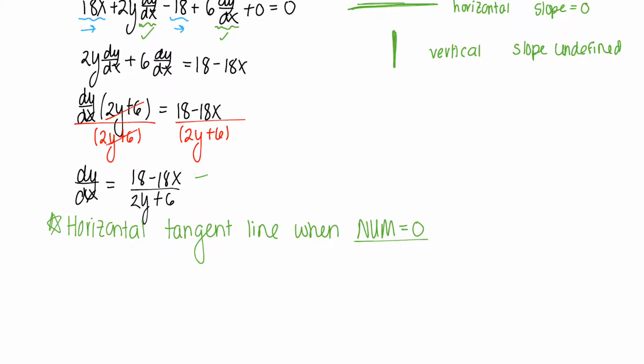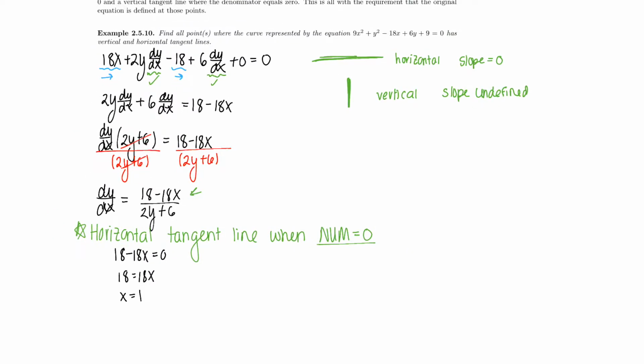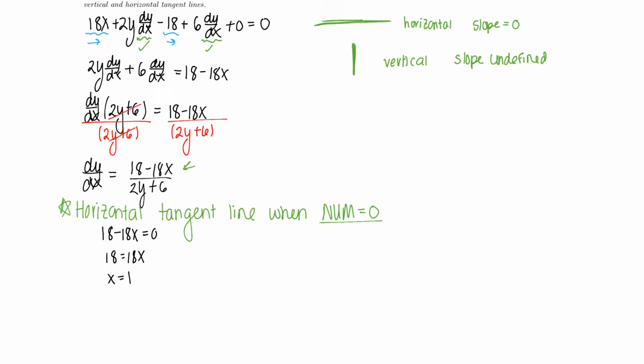So I'm going to take the numerator, this guy here, and set it equal to 0. Right, so you get 18 equals 18x. Divide both sides by 18, and you get x equal to 1. To find the y value, because we want points, right? They said points. To find the y value of those points, you're just going to plug this x value into your original equation, just like we've done before.